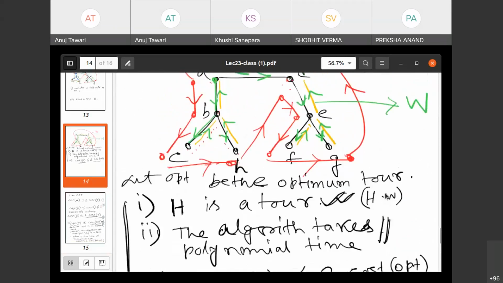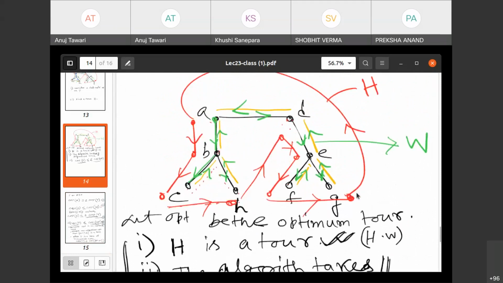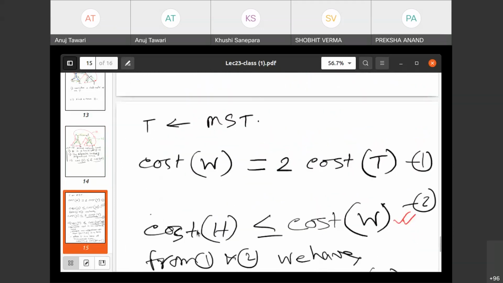And then what we did was this, we found this final tour, cost of H. Okay. So what happened here is that we applied the triangle inequality and went directly from f to g, right? So instead of going from f to e and e to g, we went f to g, and because of the triangle inequality, we are guaranteed that the cost of f to g is smaller than f to e plus e to g. Okay. So we are shortcutting some of the walks or sub walks in W. So what we know is that the final tour which we obtain, cost of H, will be at most cost of W. And this is a consequence of the triangle inequality.